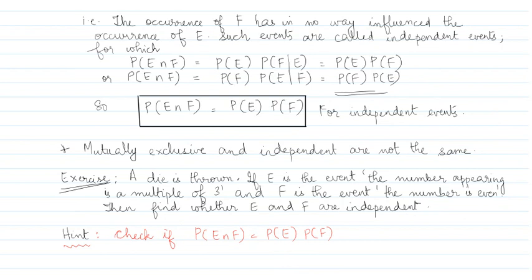And for independent events, P of E intersection F is nothing but the product of the individual probabilities, P of E and P of F. Okay. Now, one point I would like to tell here is when you study probability, you may come across terms like mutually exclusive and independent. And I'd like to stress here that mutually exclusive and independent are not the same.